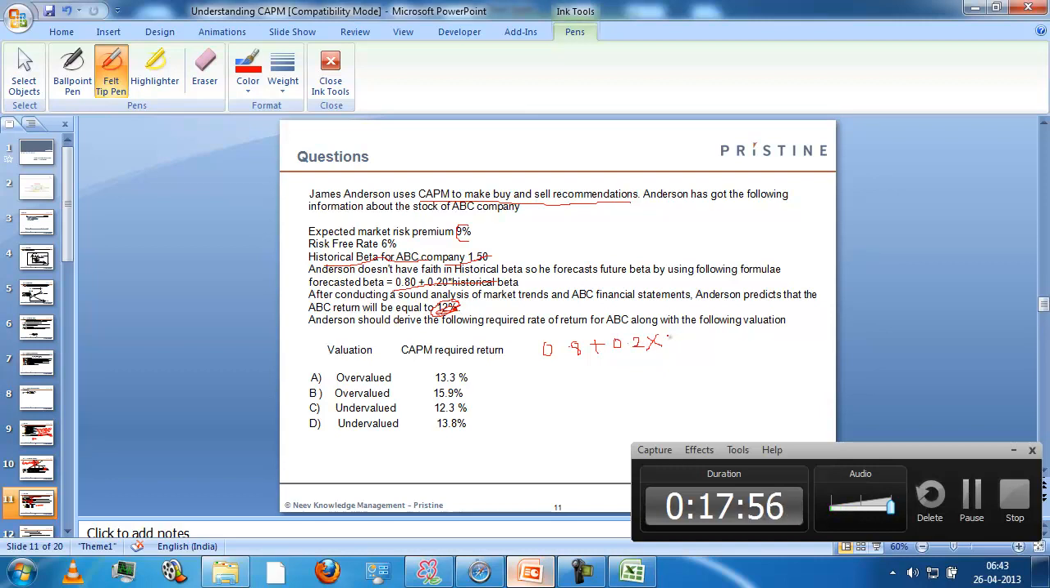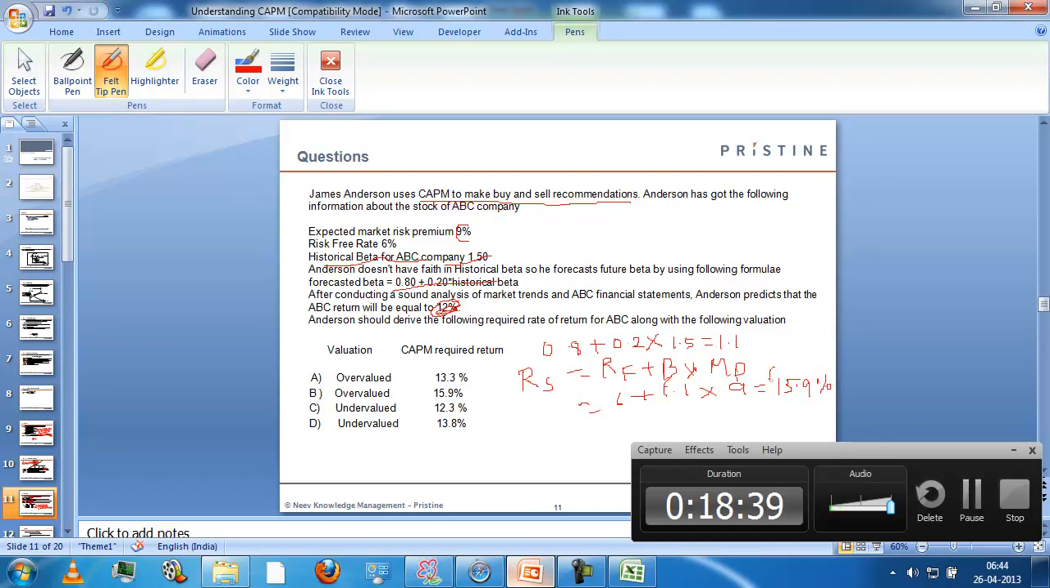which is 1.5. So your forecasted beta is 1.1. Using the CAPM, the required rate of return for the stock would be Rs = Rf + beta into market risk premium. Your Rf is 6%, plus beta 1.1 into market risk premium of 9. So the return of the stock is 15.9%.